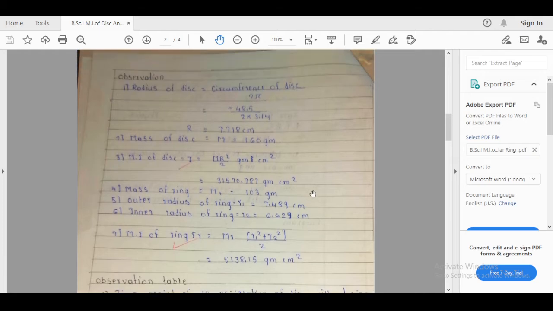Before performing the experiment, we need a number of observations. The first observation is that the radius of the disc is equal to the circumference of the disc upon 2 pi. Since this disc is circular and we have to measure its radius, we are using the formula for the circumference of a circle, 2 pi r, divided by 2 pi. Ultimately it comes to r, and therefore the radius of the disc is equal to 7.718 centimeter. Now how to measure the circumference of the disc?